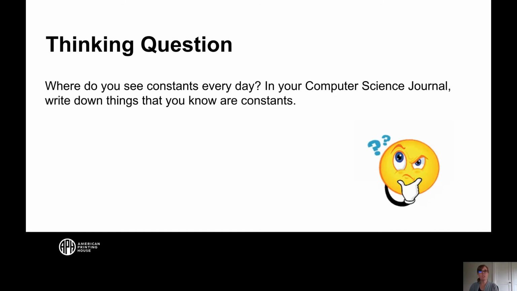Okay, now let's move on to our thinking question. We're talking about constants, a fixed value. So where do you see constants every day? I gave the examples of your house number and your telephone number, but what are other areas that you can see a constant in your life? Write these down in your computer science journal. Pause the video, take a few minutes, and then come back and we'll jump into creating our program.